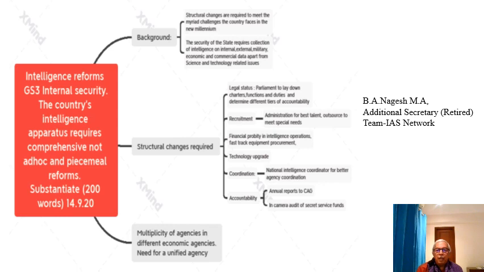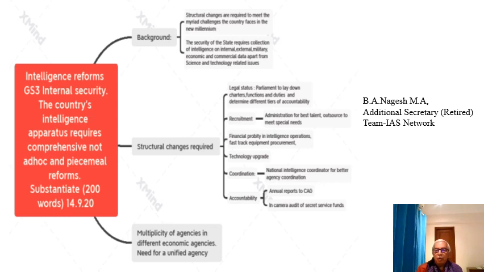Then we speak of recruitment. So go in for broad-based recruitment, advertise, get the best talent, something akin to how the government is doing the lateral entry for the civil service at the level of the joint secretary, something on those lines. Outsource to meet special needs where you cannot get the required manpower, you outsource to meet the special needs of the department. Financial probity in intelligence operations. Everything should be financially clear. There should not be any bungling. Fast track equipment procurement. This is the most important thing.